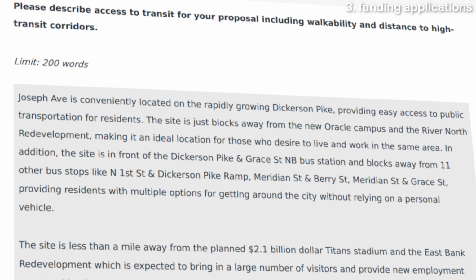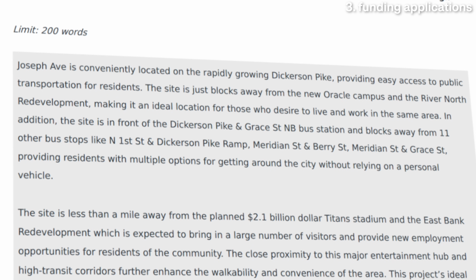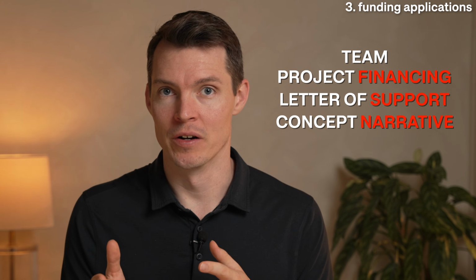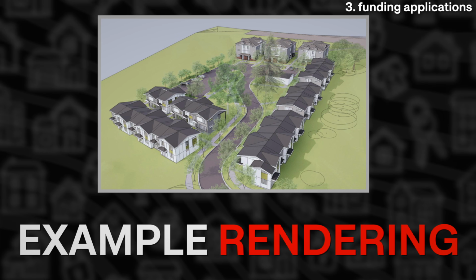Here's an example of one of our funding applications. We aim to give clear, thoughtful answers, and if there is a word or character limit, we use every bit of that to help paint the fullest picture we can of why our project is unique and impactful. We include detailed information about our team, our project financing, letters of support, and our concept narrative. We also provide renderings or visuals wherever possible to help the funders get excited about this project and help them visualize what it could look like to help create affordable housing for families and bring that vision to life.